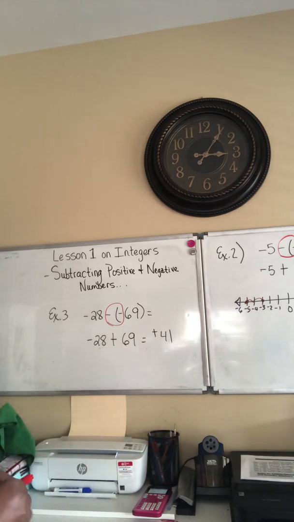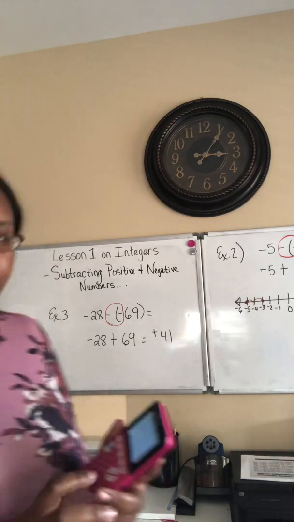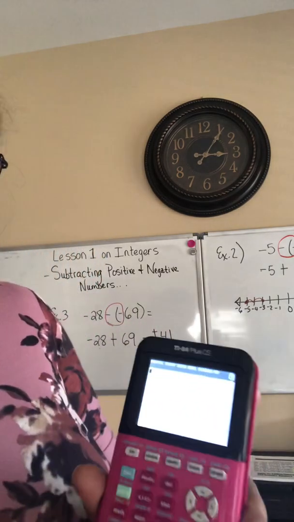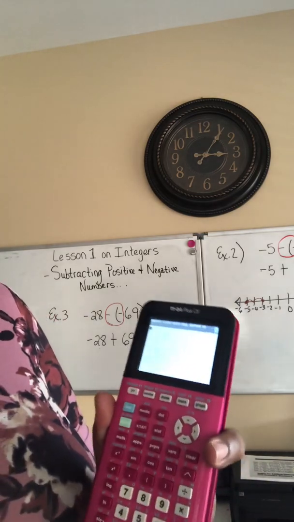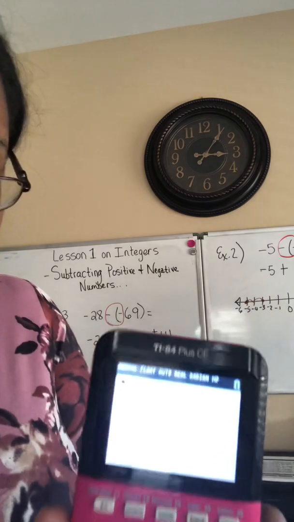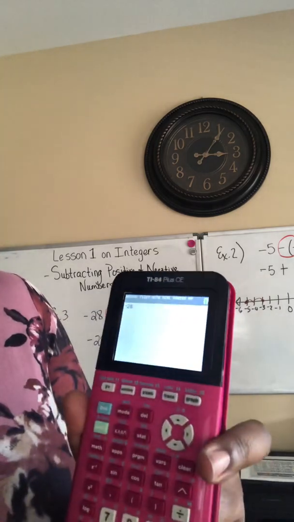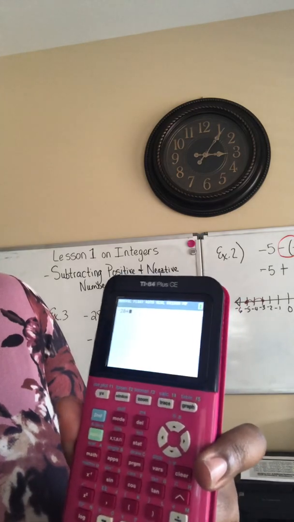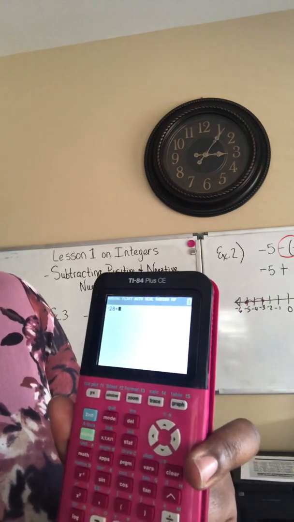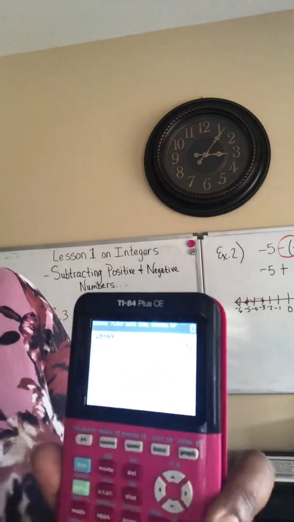Now, if you want to plug this into a calculator, it's very important that you do these steps precisely. Okay, so we have negative 28 plus 69. Enter. We end up with a positive 41.